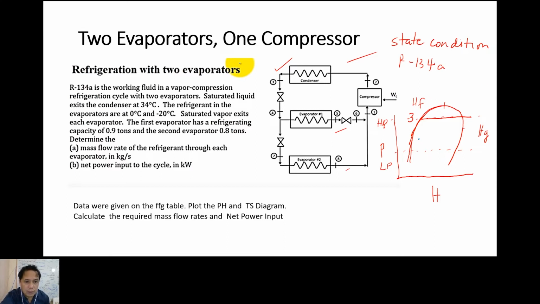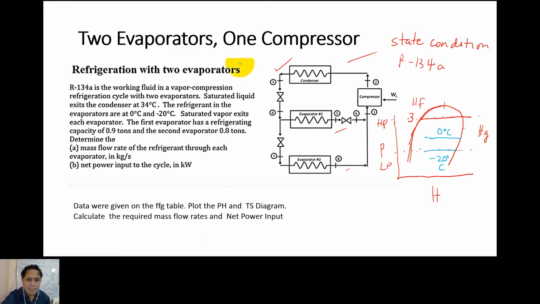So if I would put another evaporator somewhere here, for example here, I know that this is 0. How do I know? And I know that this is negative 20. How do I know that?